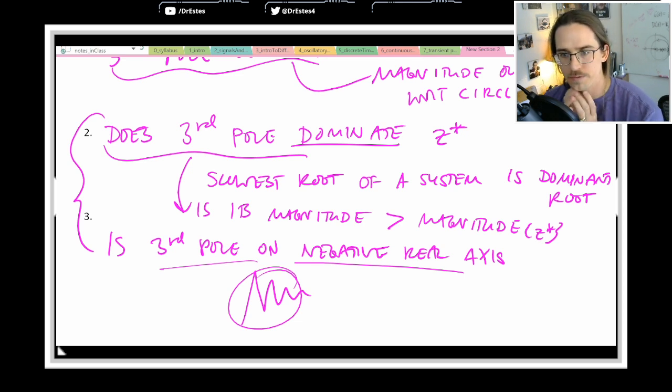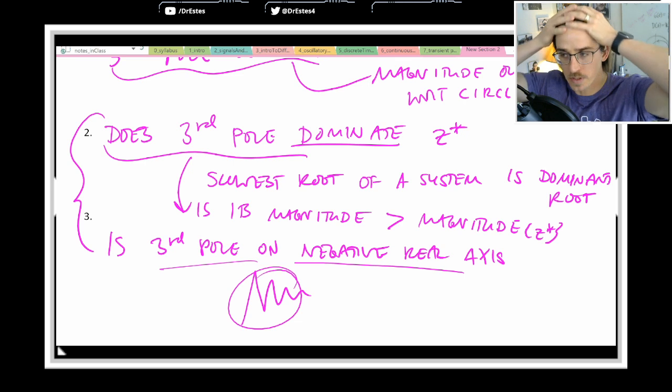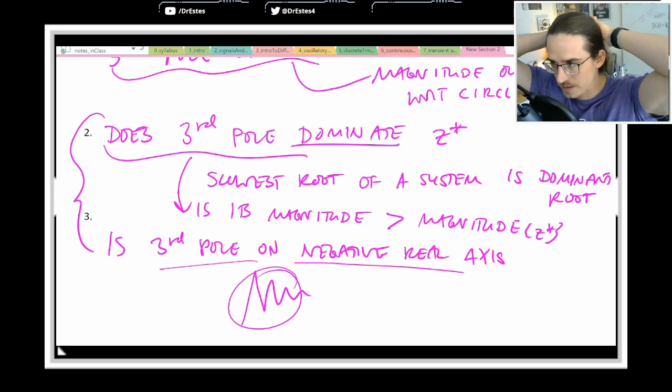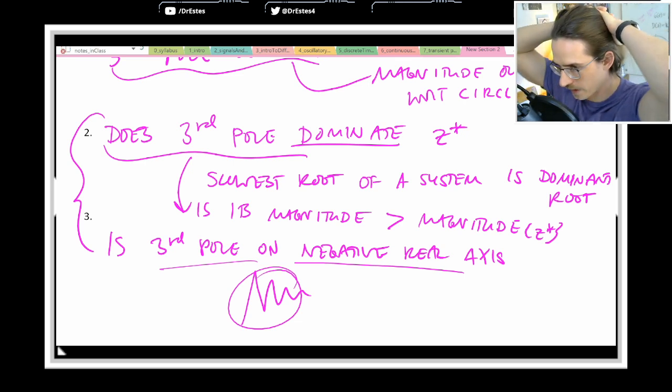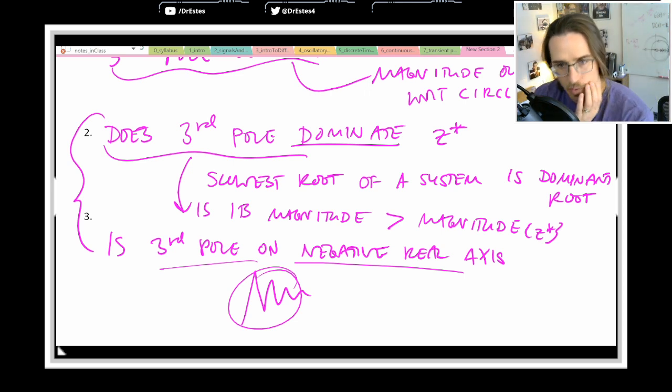Freeman says, if feasible, is a root at 0 plus 0j always preferable? So that's putting a pole right at the origin, meaning it decays in one step. That's a good question. That would mean that it doesn't dominate the other poles ever.